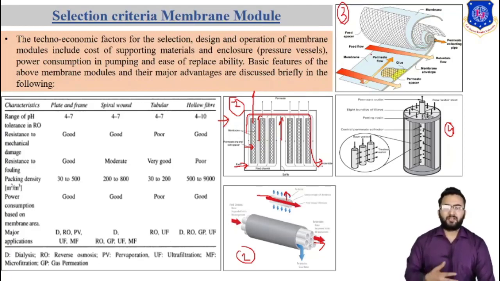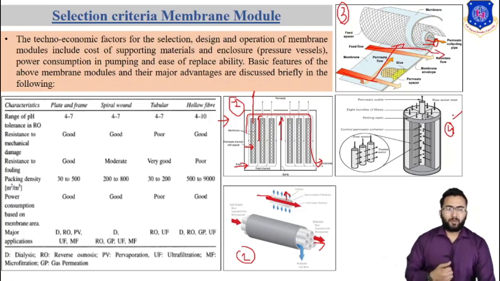Then we discuss the spiral wound membrane module. In the spiral wound membrane module, a permeate pipe is provided at the center, and the membrane is rolled over the permeate pipe, and a spacer is provided to pass the feed. So in the spiral wound module, permeate can be collected from this side or transferred to the collection pipe, and the rejected or retentate passes through the membrane.